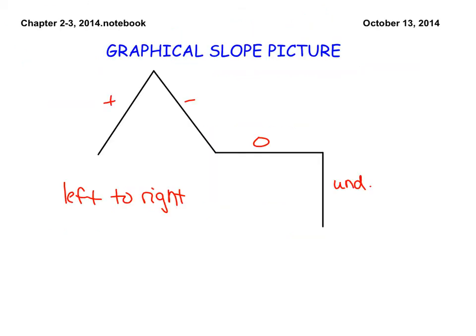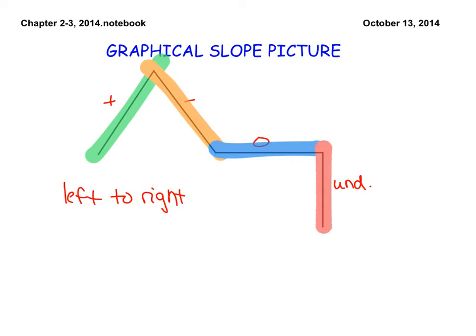Now, what I just talked about is this graph picture. You are going to see 4 lines. The first line is going to be right here. The second line is right here. The third line is right here. And the fourth line is right here. So if you put all 4 lines together, you have this nice little picture.